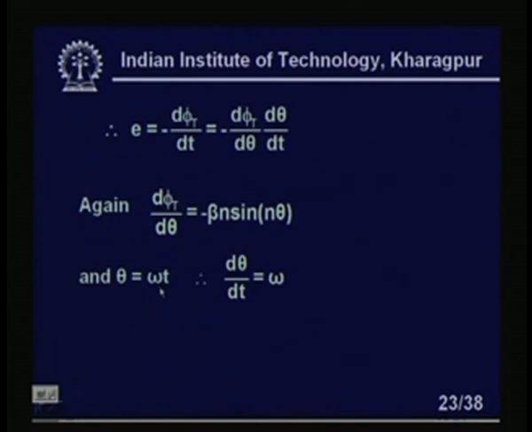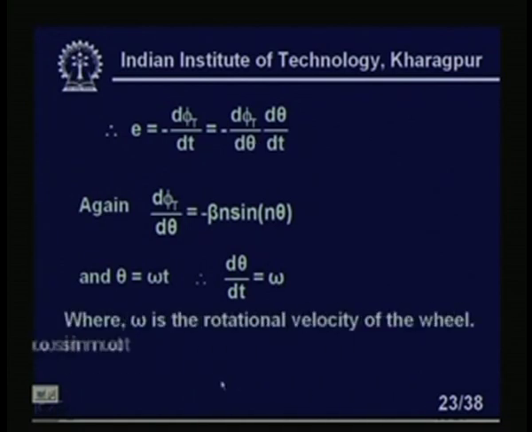Now, omega is a circular frequency and theta is an angle at an instant of time. If you multiply omega by t, I will get theta, and obviously theta should be in radians. So, d theta by dt equals omega. Quite obviously, if I differentiate this with respect to t, I will get omega. I will substitute this value of d phi t by d theta and d theta by dt in the expression, where omega is the rotational velocity of the wheel. Now, E equals beta n omega sin n omega t.